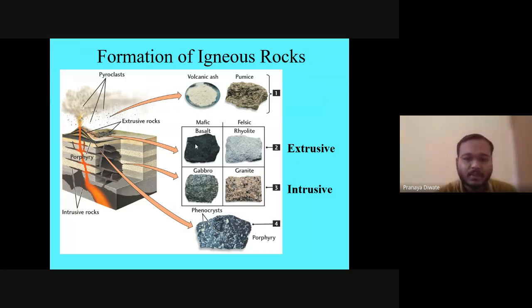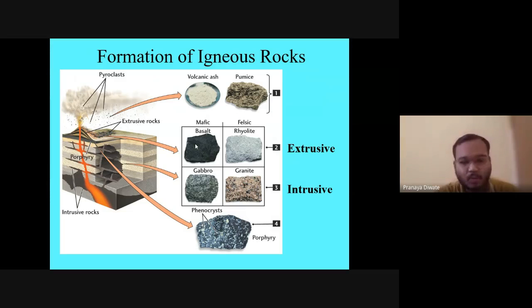Then you have the formation of igneous rock. How is igneous rock formed? There is a process under the surface which is responsible for the formation of igneous rock. What kind of igneous rock you get depends upon what process they follow.